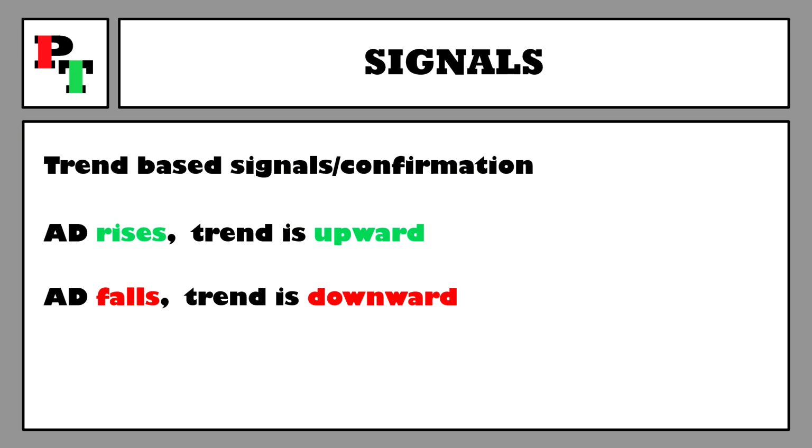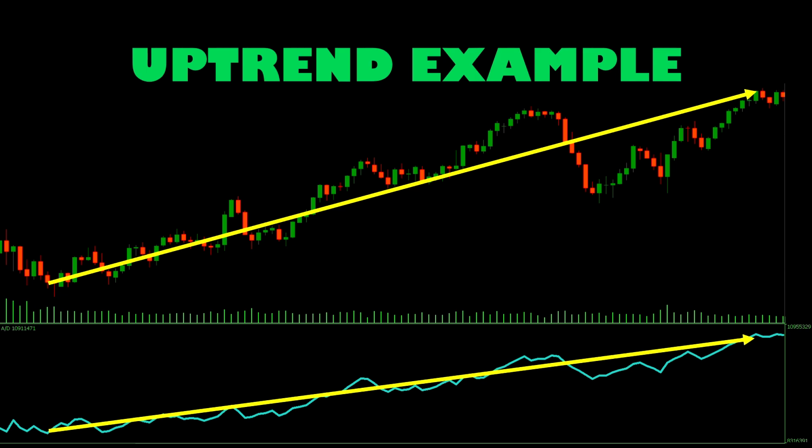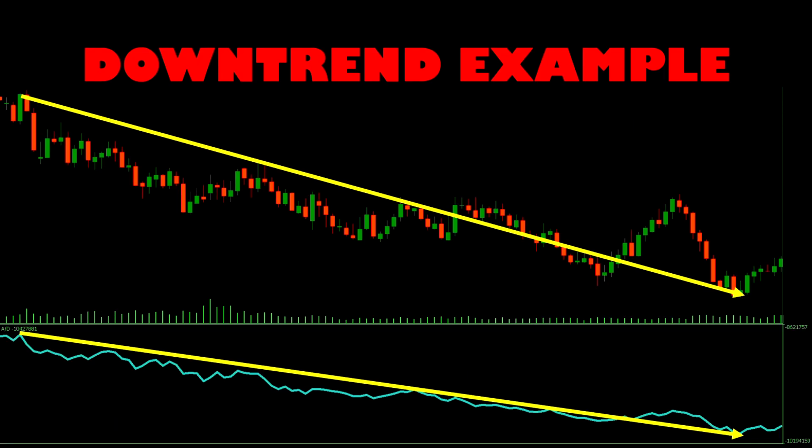Here's some simple evidence of the AD confirming on trends. We see on the upswing here, price and the AD indicator not moving exactly at the same angle, but very clearly as price has risen over time, so too has the AD value. Vice versa, on a downward trend, we can see that as price drops over time, so too does the AD reading.